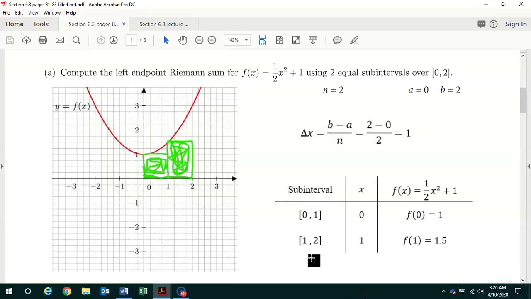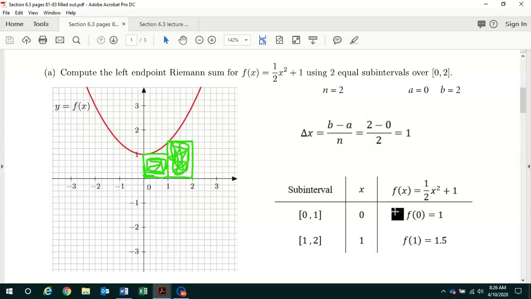All right, and so now we have to pick a value of x in each of these intervals to calculate the height of the rectangle. Well, we're told to do a left endpoint Riemann sum. That means you pick the left number in each of these subintervals for your value of x. So the left number in the first subinterval from 0 to 1 is 0, and the left number in the second subinterval from 1 to 2 is 1. So these are the values of x that we plug into the function to calculate the height of each rectangle.